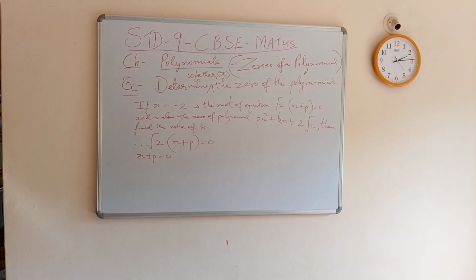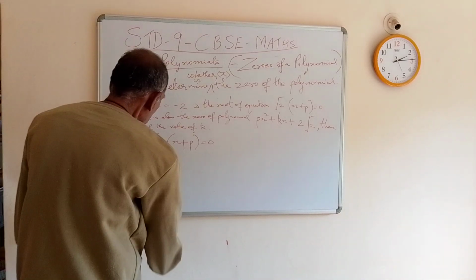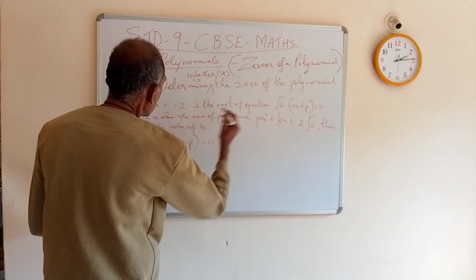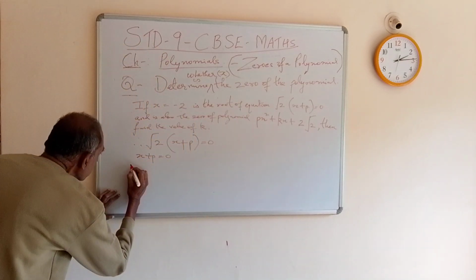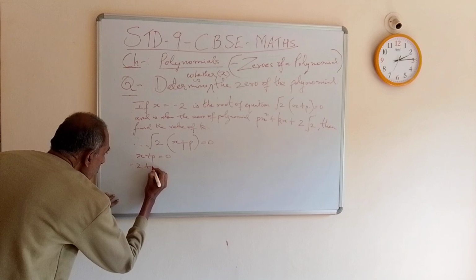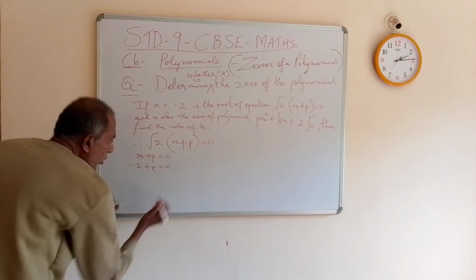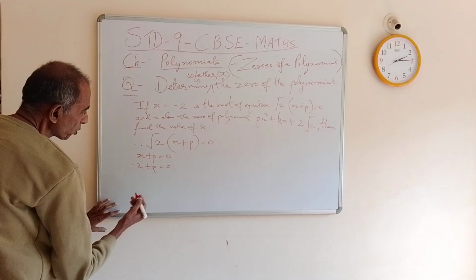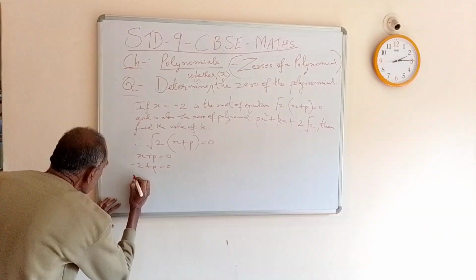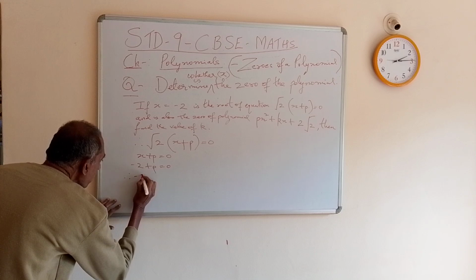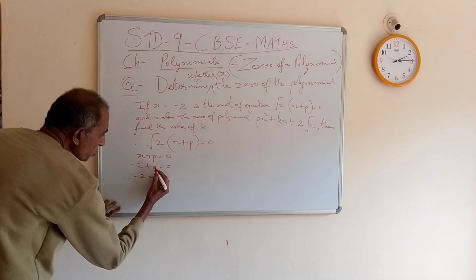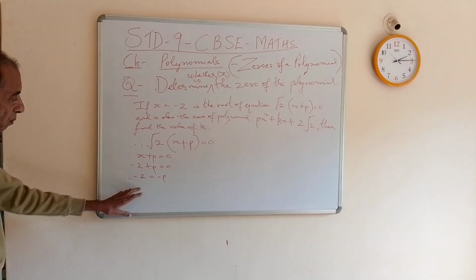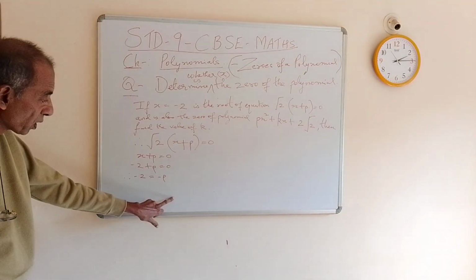So here x plus p is equal to 0. We know the value of x is given, minus 2. So minus 2 plus p is equal to 0. Okay. Now we have to find the value of p. So we are taking p to the other side of the equation. So therefore minus 2 is equal to, this is plus p, it will become minus p. Okay. So minus 2 is equal to minus p.